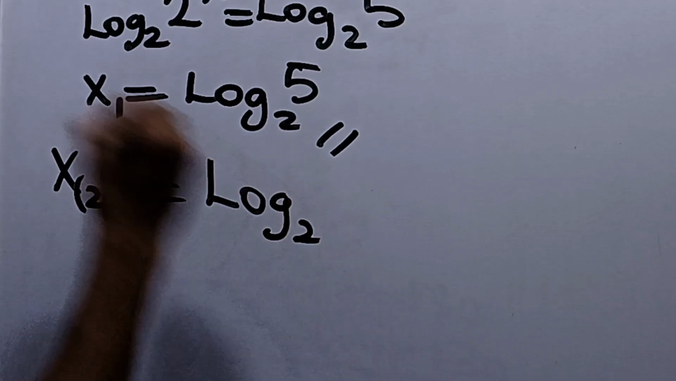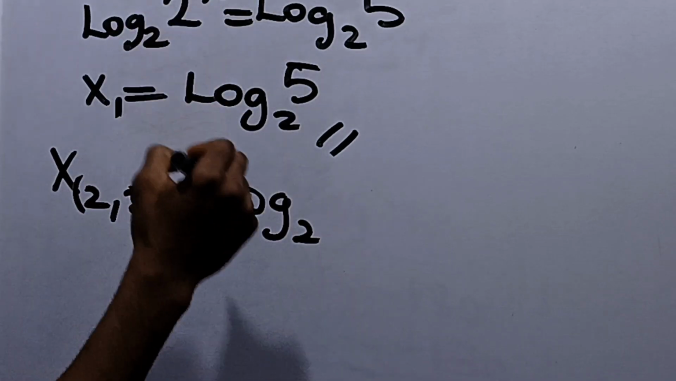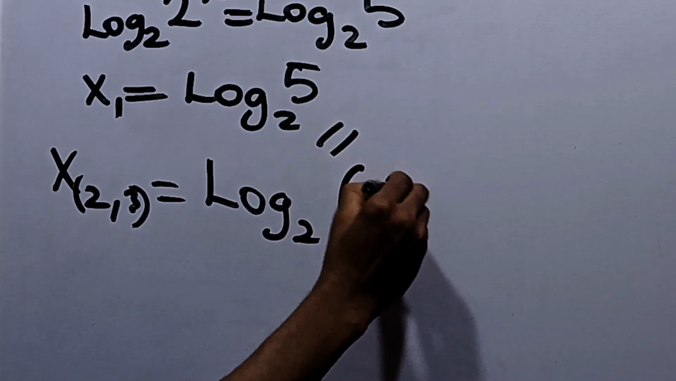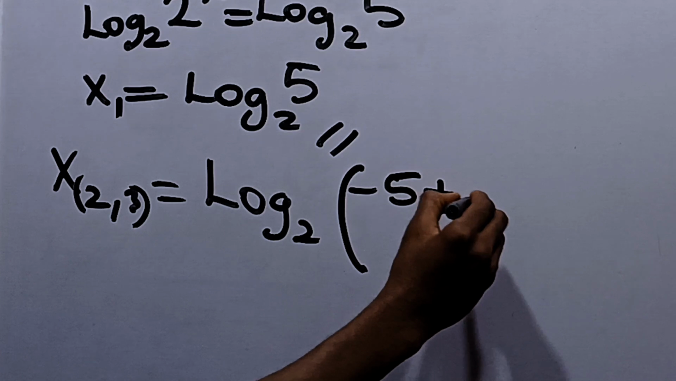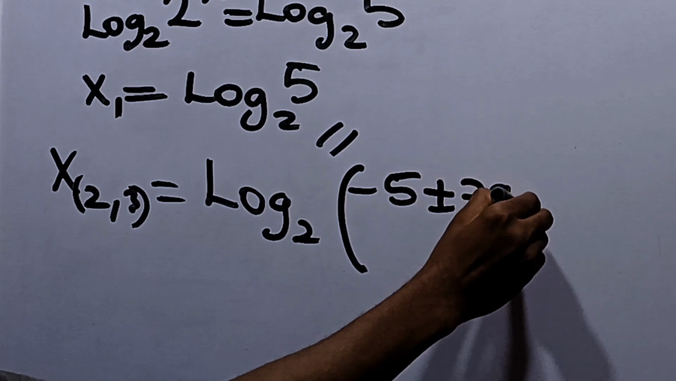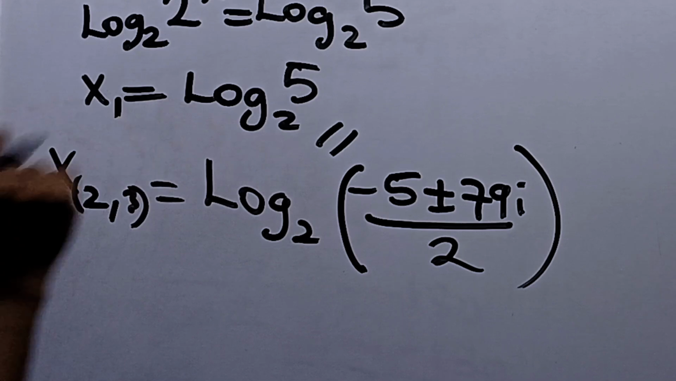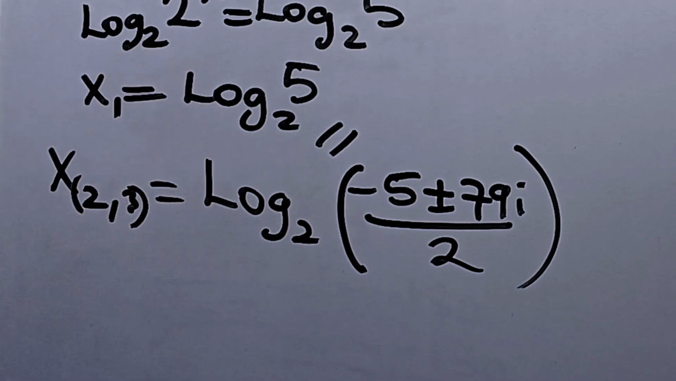So the same base 2 of the number here. So what we're going to have is, brackets open, minus 5 plus or minus root 79 i, okay, all over 2. So this becomes the answers for x in this question.